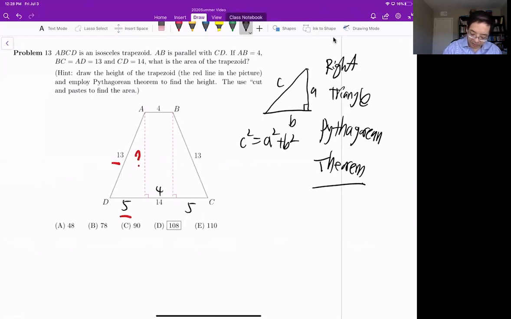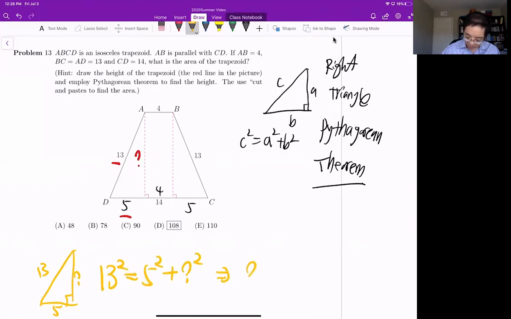So in particular for my example, this is 5 and this is 13. What is this one? I apply the Pythagorean theorem: 13 squared equals 5 squared plus this question mark squared. So this is 169 and this is 25, so the question mark squared is 144. Which number squares to 144? We know it's 12. So this is 12 and this is 12.